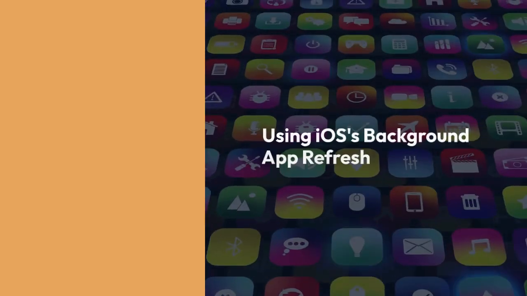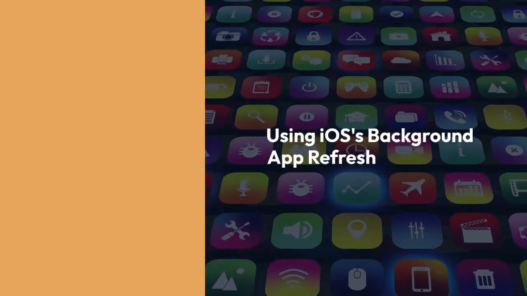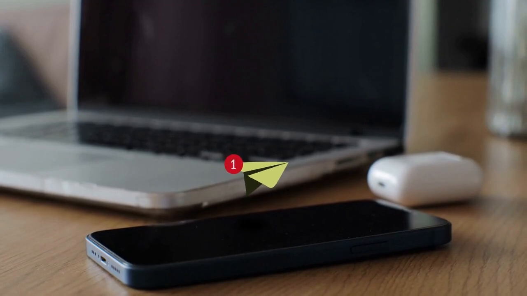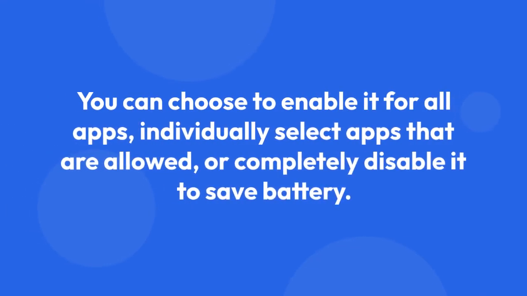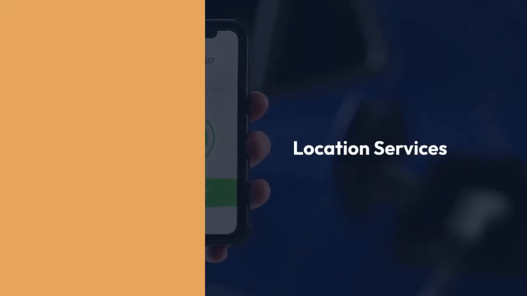4. Using iOS's background app refresh. This feature lets certain apps download new content and updates while they're not actively in use. Go to your iPhone's Settings, General, Background App Refresh. You can choose to enable it for all apps, individually select apps that are allowed, or completely disable it to save battery.